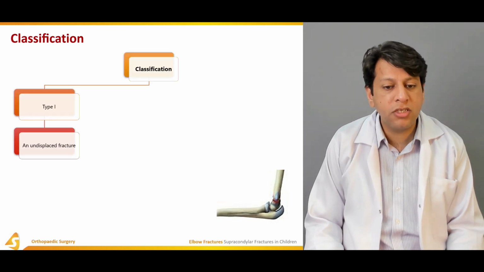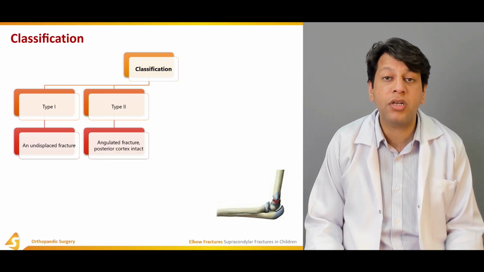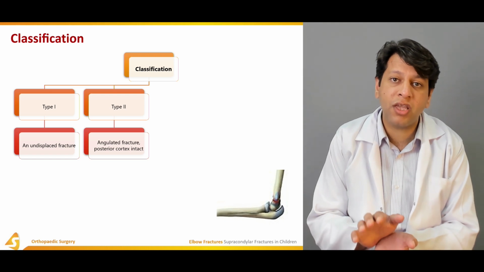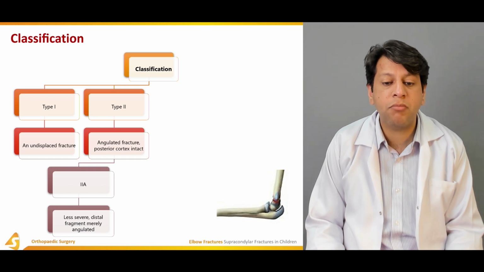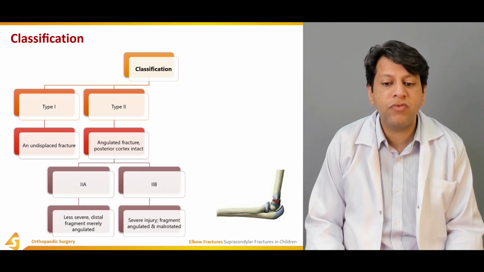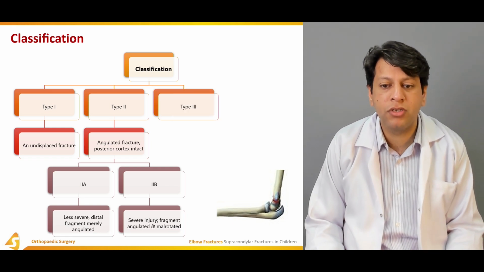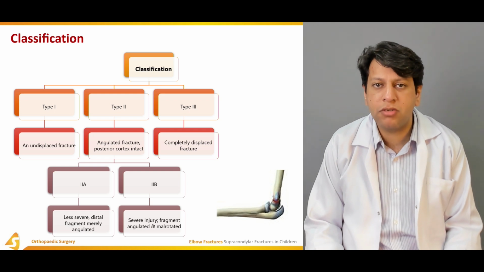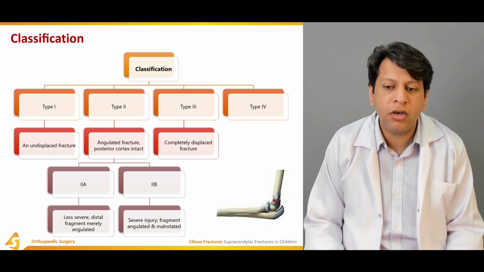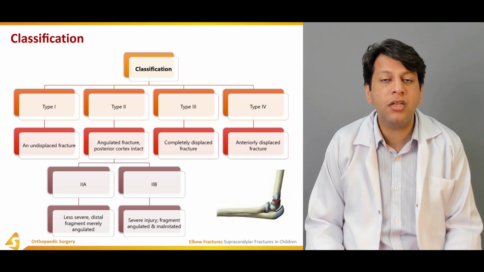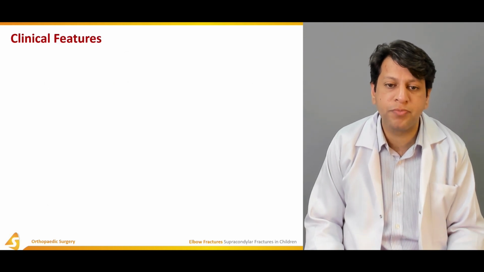Type 1 is an undisplaced supracondylar fracture. Type 2 is an angulated fracture with the posterior cortex intact, actually hinged in such a way. Type 2A is less severe and the distal fragment is merely angulated. 2B is a severe injury, and the fragment is not only angulated but also malrotated over the hinge. Type 3 is a completely displaced fracture. This was the original Gartland classification, which was later modified by many authors. Now there is a type 4 injury as well, which is an anteriorly displaced fracture, a flexion type injury around the elbow.